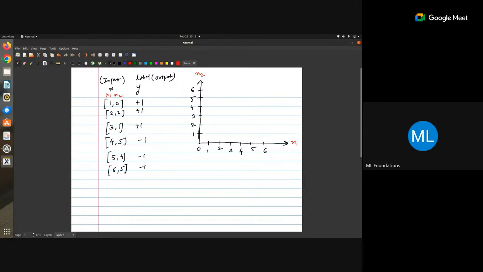I'll mark this point with a red dot. Red corresponds to plus 1, and let's say blue corresponds to minus 1. So all the red points I'll show as plus 1. Where is (2, 2)? Here, right? (1, 0) is here, (2, 2) is here. And (3, 1)?